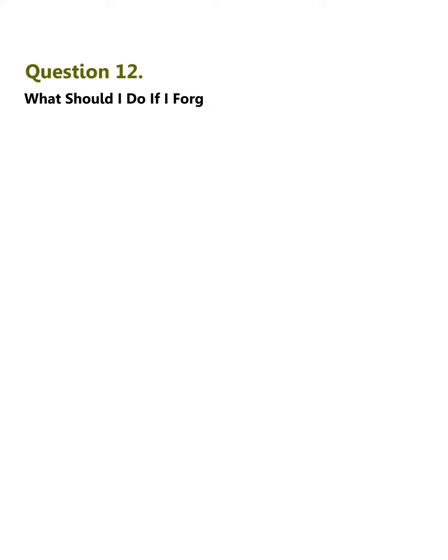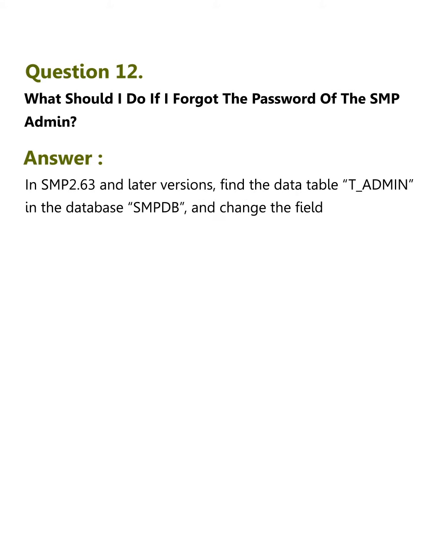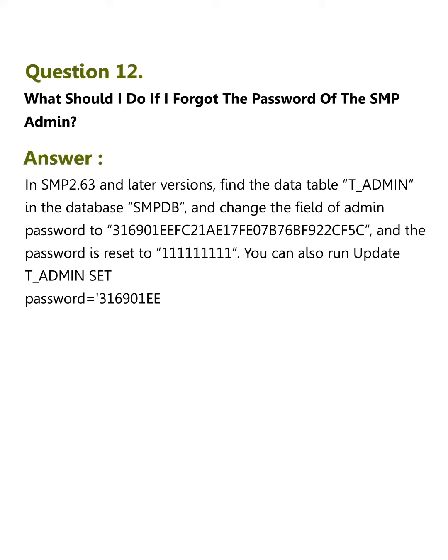Question 12. What should I do if I forgot the password of the SMP admin? Answer. In SMP 2.63 and later versions, find the data table t_admin in the database SMPDB and change the field of admin password to 316901AE17FE07B76BF922CF5C and the password is reset to 11111111. You can also run update t_admin set password = '316901AE17FE07B76BF922CF5C' where adminID = 'admin' to reset the password.